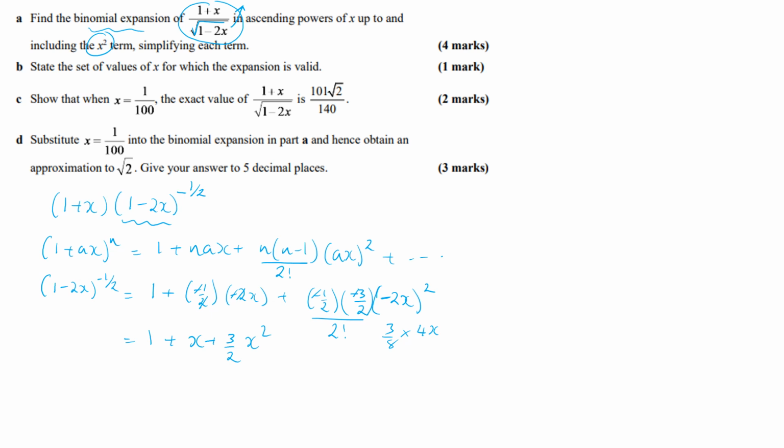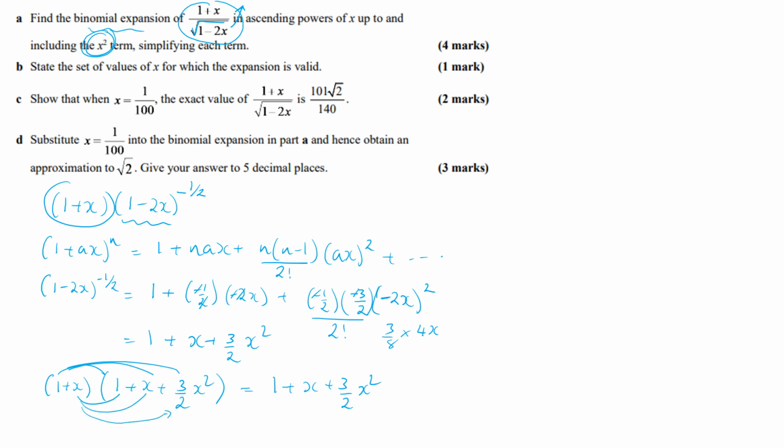Now we need to join the 1 plus x, the numerator, in, so it's going to be 1 plus x times the 1 plus x plus 3 over 2x squared. And remember that we're just after up to the x squared term, so we're going to times that 1 into each of the terms, which will give us just that second bracket repeated, 1 plus x plus 3 over 2x squared, and then we're going to times the x in, but I'm not going to times that final one because you're going to have x times x squared, which will give me an x cubed, and I don't want any terms after the x squared.